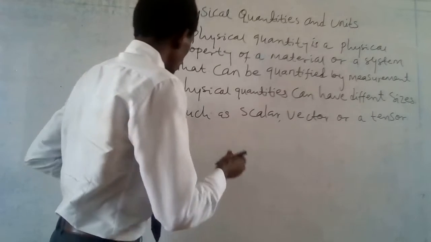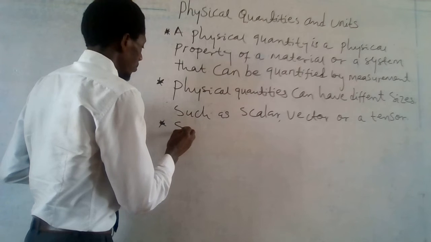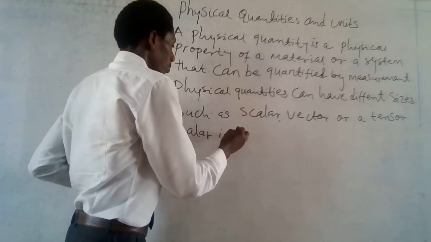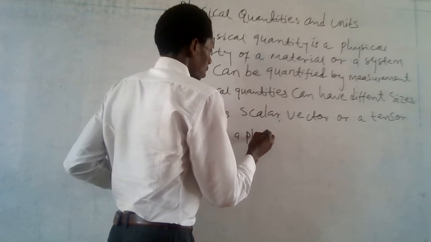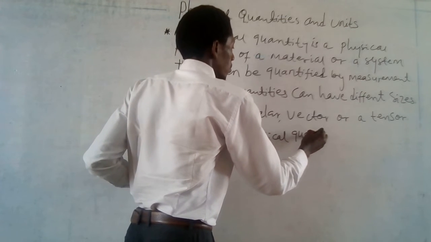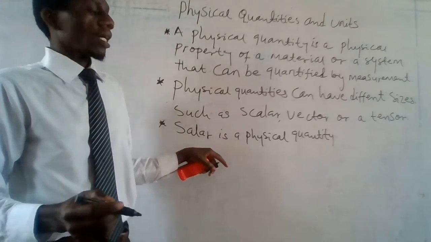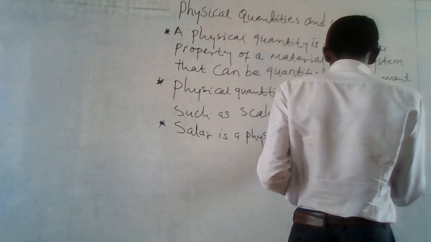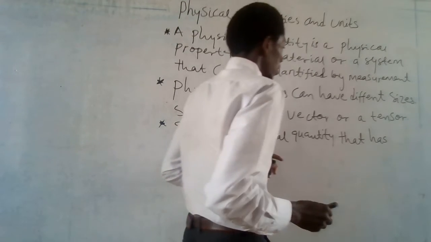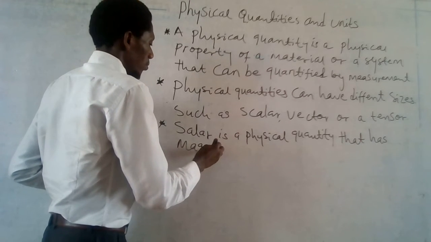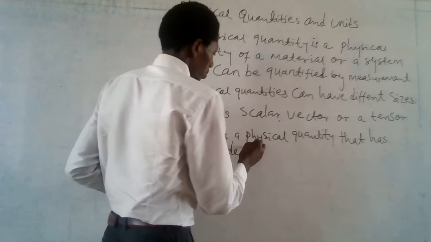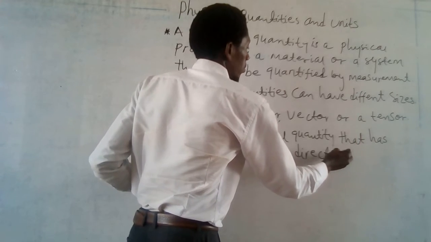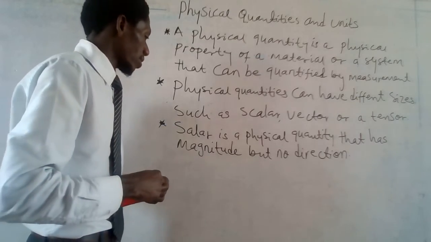Well, let's try to remember the definition. We say that a scalar is a physical quantity that has magnitude but does not have direction. It has magnitude but no direction.